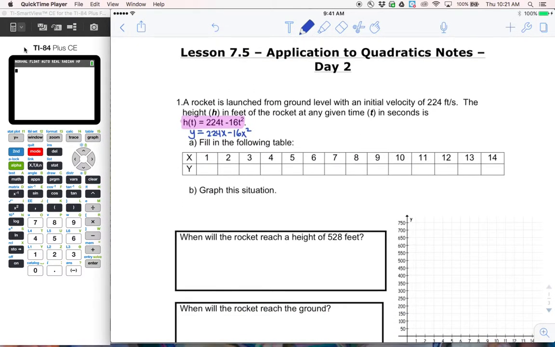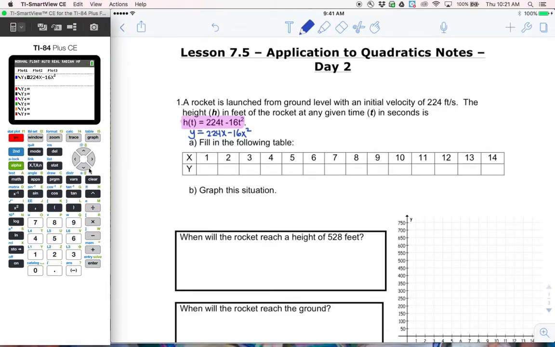The reason I wrote it like this is that if we're going to get any information out of this, if we're going to determine any of these questions, we could do the work by hand, but it's going to be so much easier for you to use your calculator. So I'm going to go to my calculator and go to y equals. You'll notice that I already typed this in: 224x minus 16x squared.